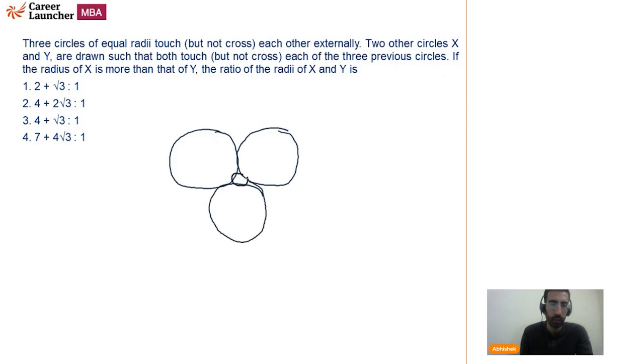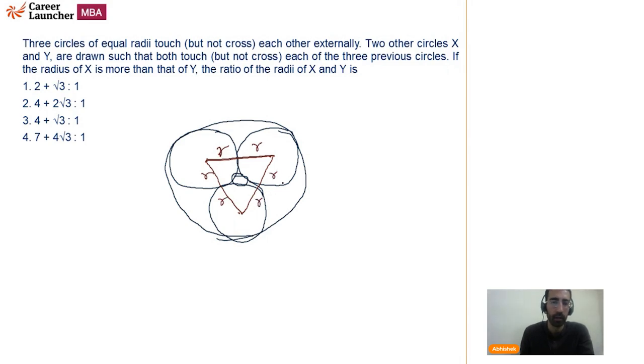Now my 2 circles are going to be 1 here and 1 outside. Should probably have used another color. It's okay, I'll use a different color now. So if you've done any such question, when you join 3 radii and they're touching each other, this side becomes 2r, right? This is r, this is r, r and r here as well, r and r here as well.